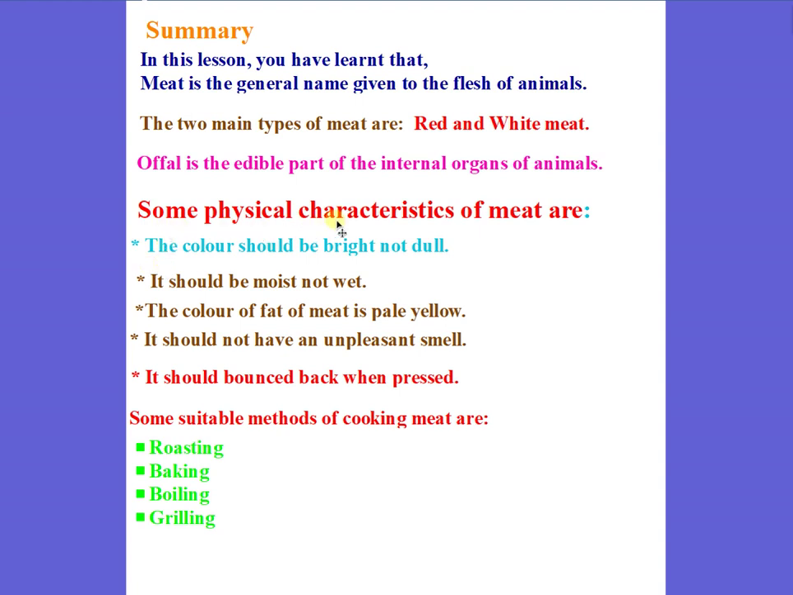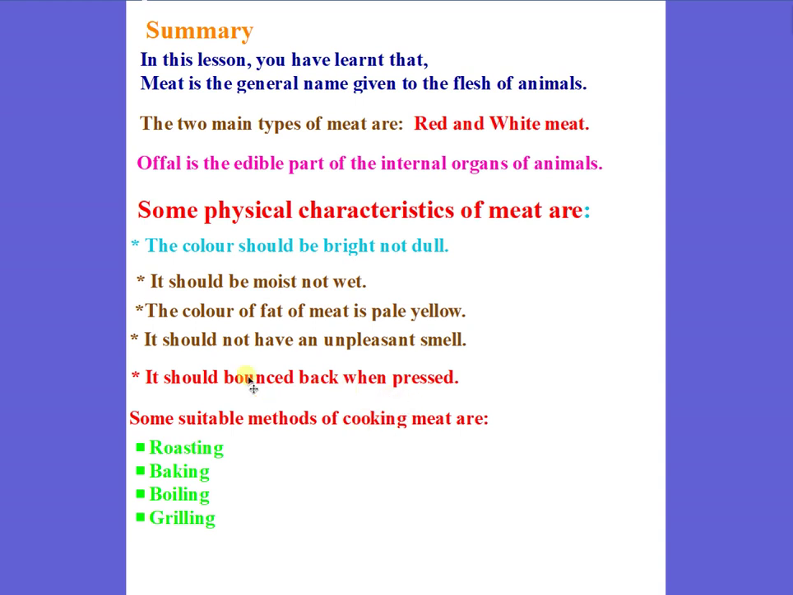Some physical characteristics of meat are: the color should be bright, not dull. It should be moist, not wet. The color of fat of meat is pale yellow. It should not have an unpleasant smell. Meat should bounce back when pressed.